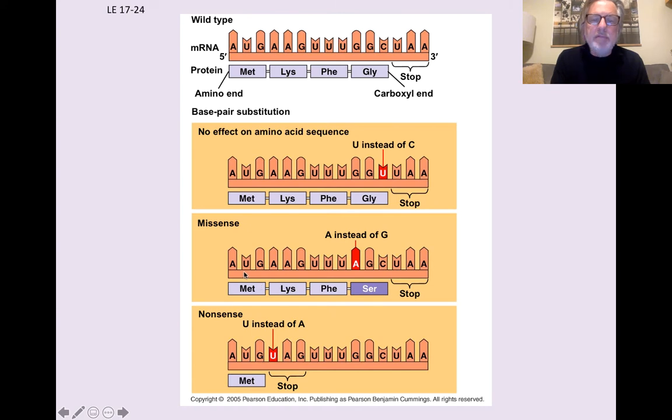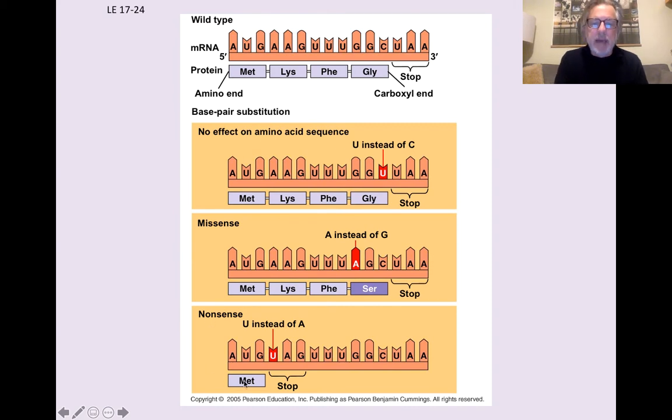Here we have an A in the first position of the fourth codon instead of a G, and this causes a new amino acid to be put in at the end, serine in place of glycine. That is a missense mutation.